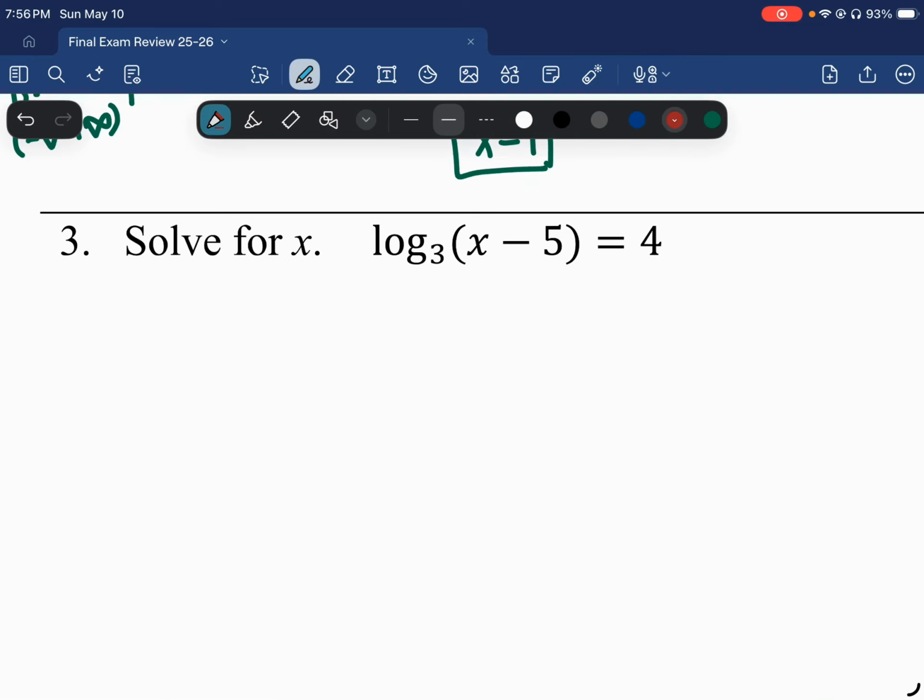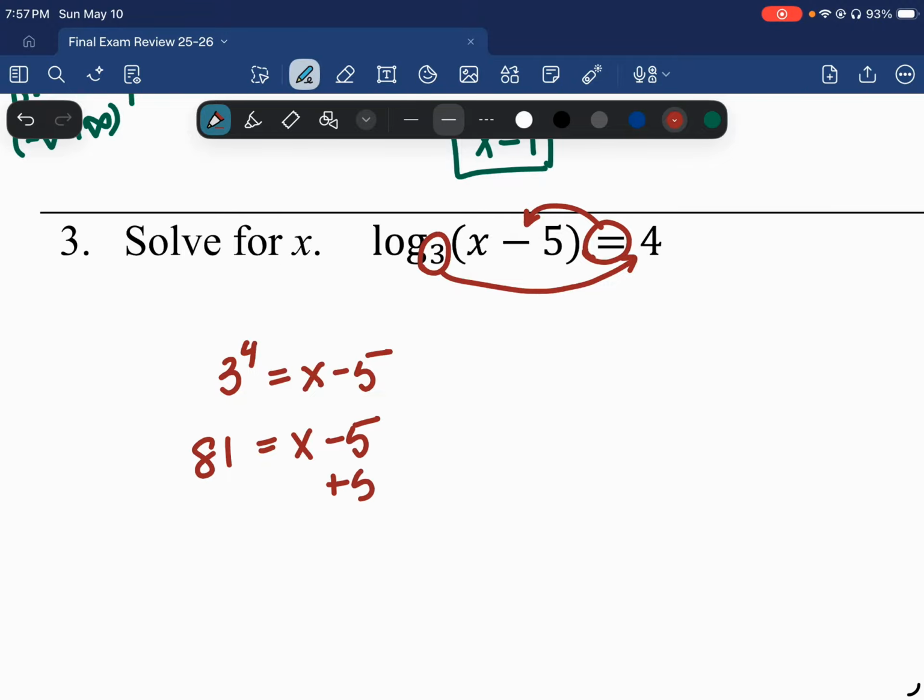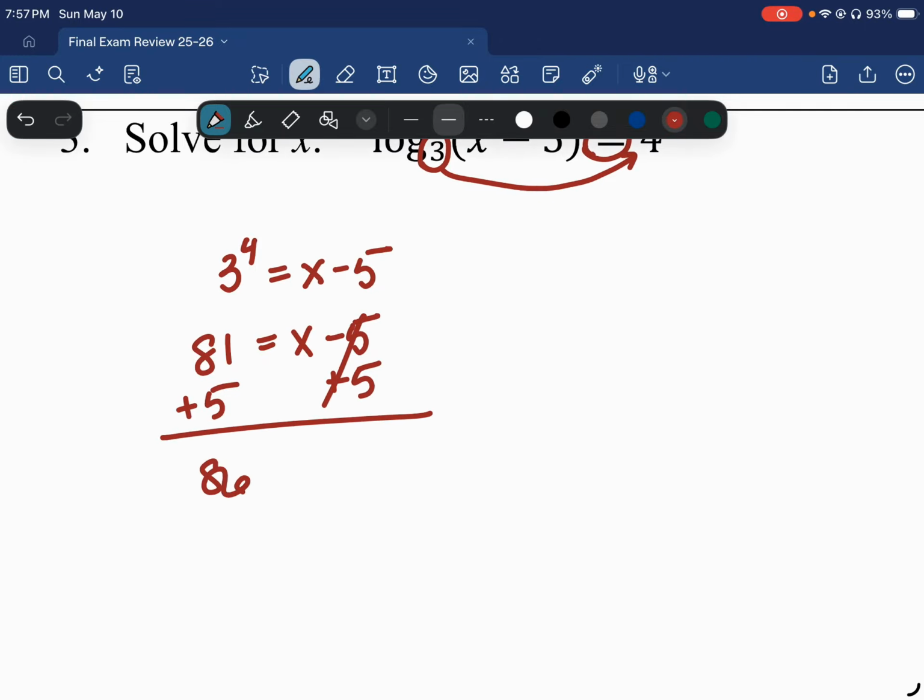That involves us locating the base, so the base would be 3. And the answer to a log is always an exponent. So we're going to take 3 and raise it to the 4th power, and that will equal what's on the inside, or the argument. And again, we have a simple linear equation. 3 to the 4th is 81, equals x minus 5. Add 5 to cancel out the negative 5, and we end up with 86 is equal to x. Now, unlike exponentials, logarithms have a vertical asymptote, which means that they have a restricted domain.